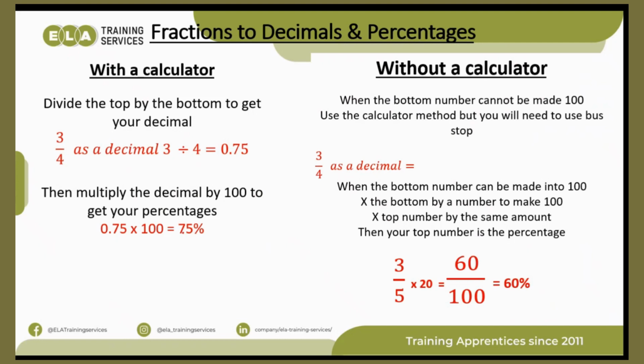Now, without a calculator, there are 2 methods which you can use to do that process. So when the bottom number cannot be made 100, use the calculator method, but you'll need to use bus stop division to do so. So 3/4 as a decimal, we put the bottom number outside the bus stop. So 4 outside, 3.00 inside. So top as a decimal.